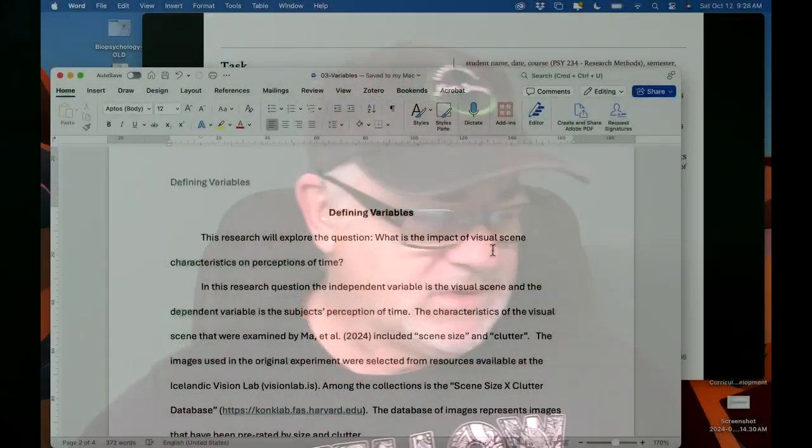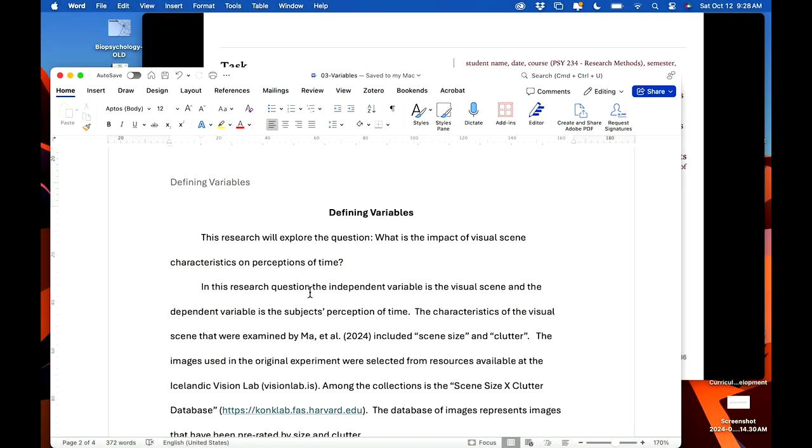So it pushes the notion that I have to define what I mean by visual scene characteristics and what I mean by perceptions of time. So let's look back and see how I did that. And what I did is I incorporated an explanation of what was going on in the original study, in the source study, and then described how I'm going to do it in my study. So we start off in this research question. The independent variable is the visual scene, and the dependent variable is the subject's perception of time.